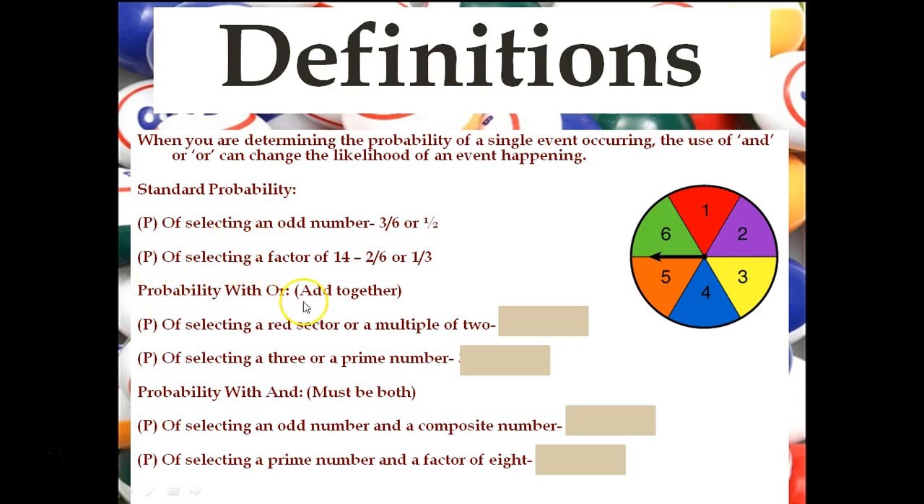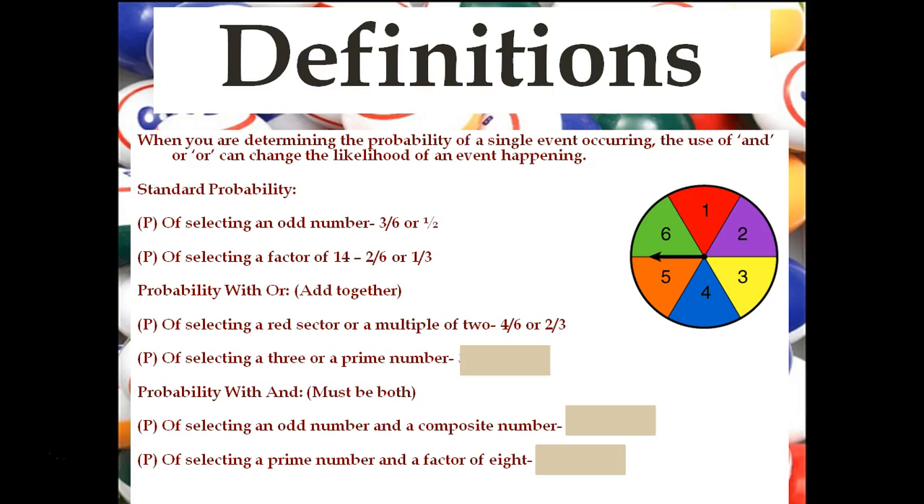Probability with or. You add that together. And I'm going to show you what I mean in just a moment. So what is the probability of selecting a red sector or a multiple of 2? You have to look for all the red sectors and all the multiples of 2 and add those together to determine the probability. So I look here at the board and we have 1 red sector, and multiples of 2 we have 2, 4, and 6. So we have a total of 4 sectors, 1, 2, 4, and 6. 4 out of 6 reduces down to 2/3.